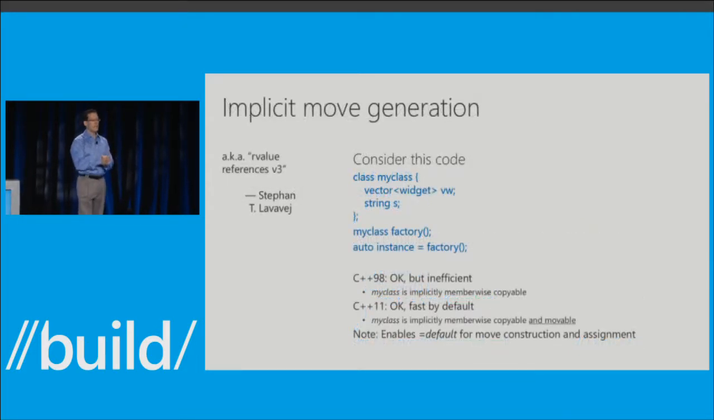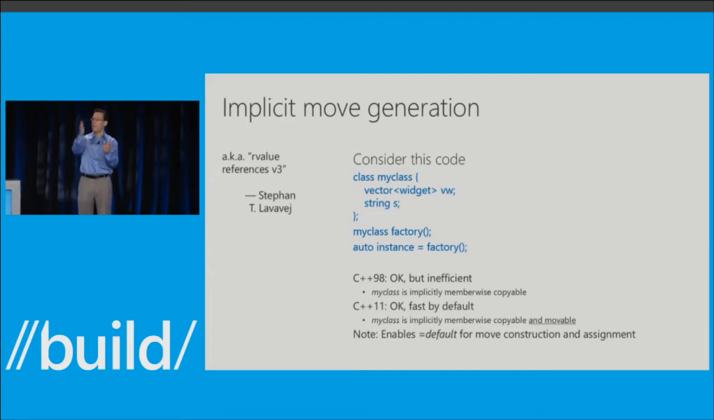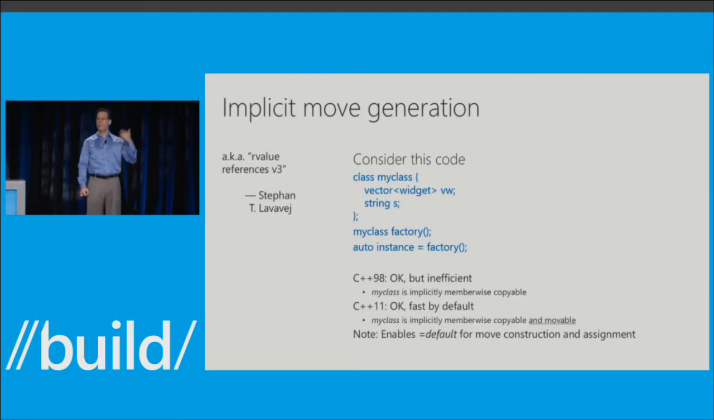The next feature that we're currently implementing is implicit move generation. Sometimes this is called rvalue references v3 because we implemented move semantics before the standard was finished, and so we kept having to update it to track the way the standard went. And this completes that part of it because it's the implicit move generation that was adopted at the Batavia meeting just before C++11 shipped. And it means that in this example, we will implicitly generate member-wise copy and member-wise move, so that this code is just clean, clear, and efficient, doing move and no deep copying. So that's kind of nice.